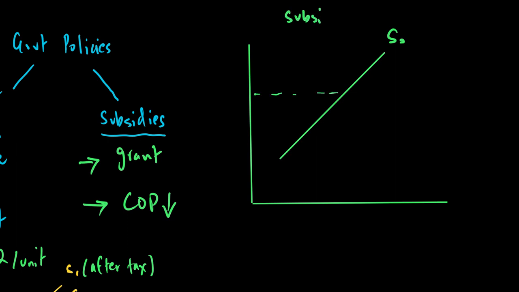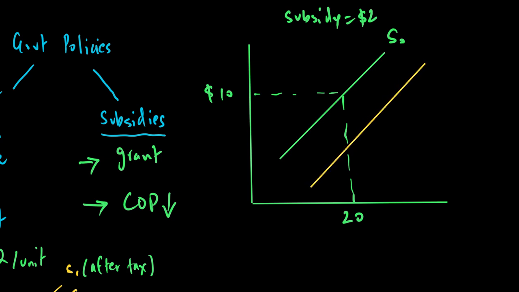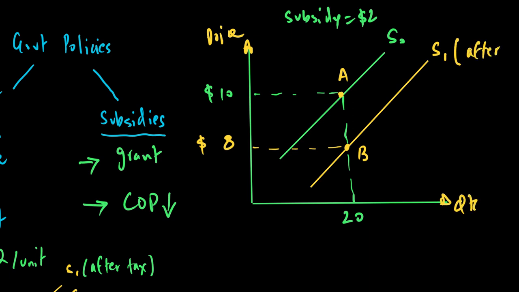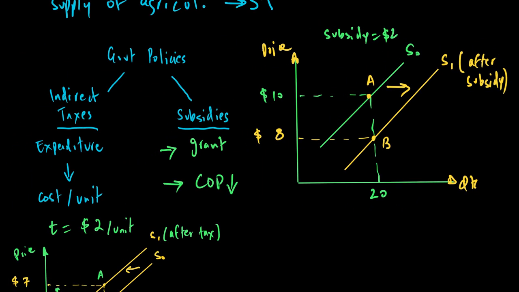So let's say the subsidy is $2 as well. Let's say previously I was charging $10 per unit and I was making 20 units. Now with the subsidy of $2, the supply curve will shift to the right, and this vertical distance AB is telling us the reduction in cost because of the subsidy, because now the cost will be $8 per unit for the same 20 units. Your supply curve S1 will be after the subsidy. So while taxes can make the supply curve shift backward, subsidies, which are grants by the government for the production of goods like vaccines, could result in the supply curve shifting to the right.